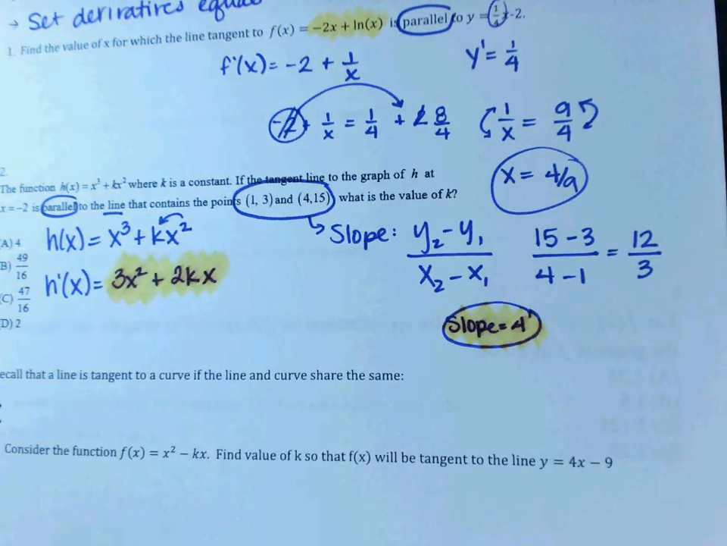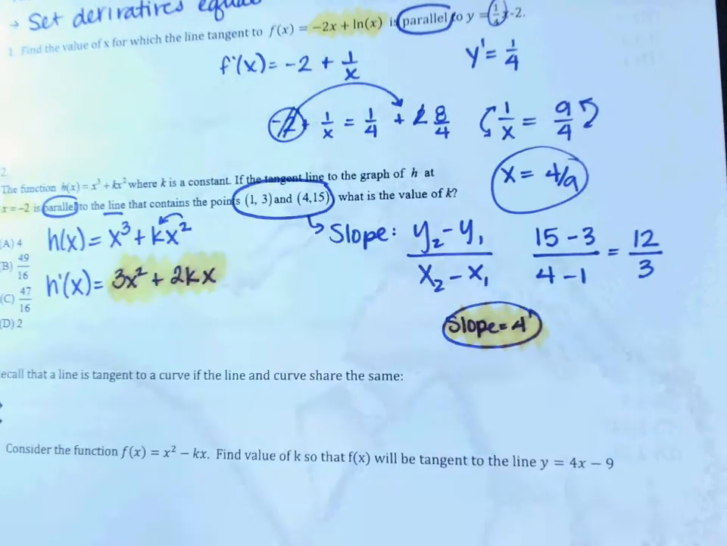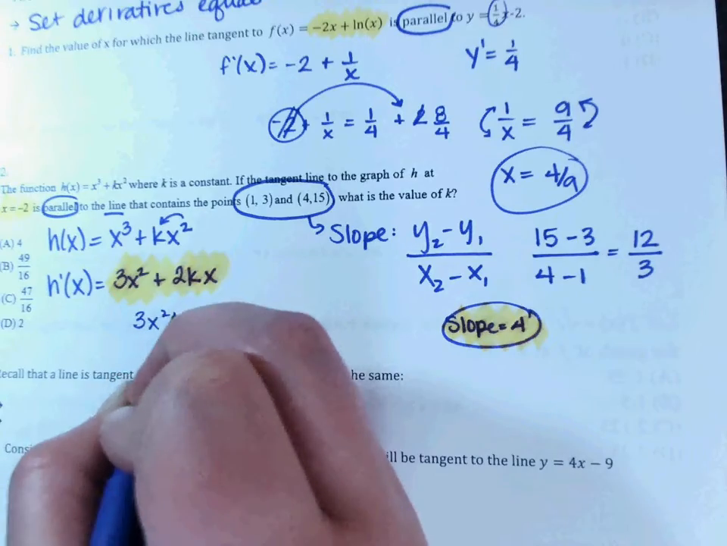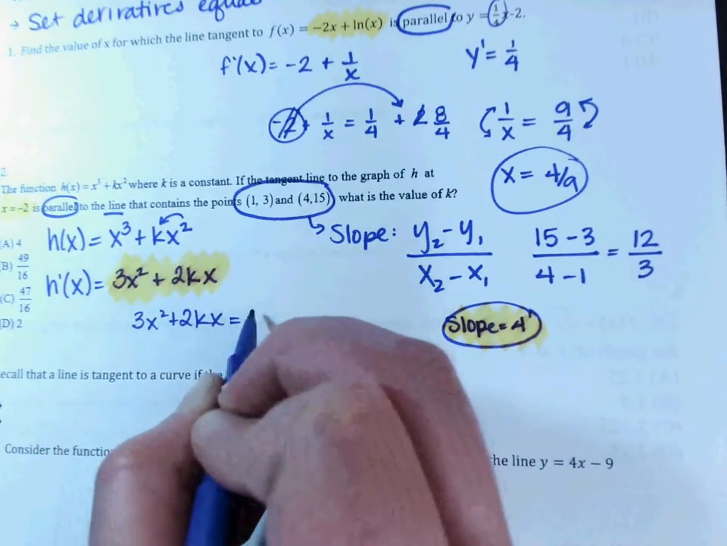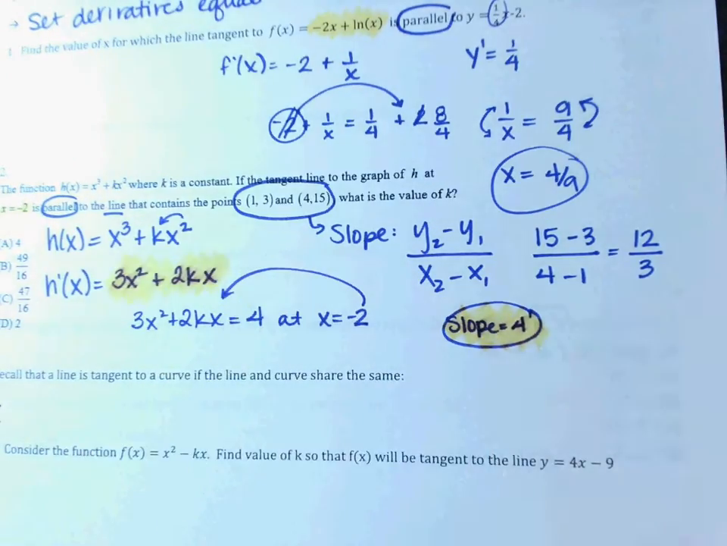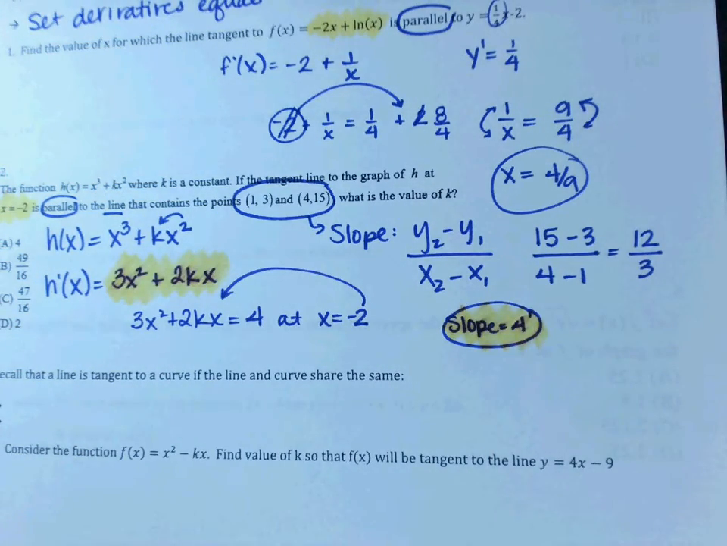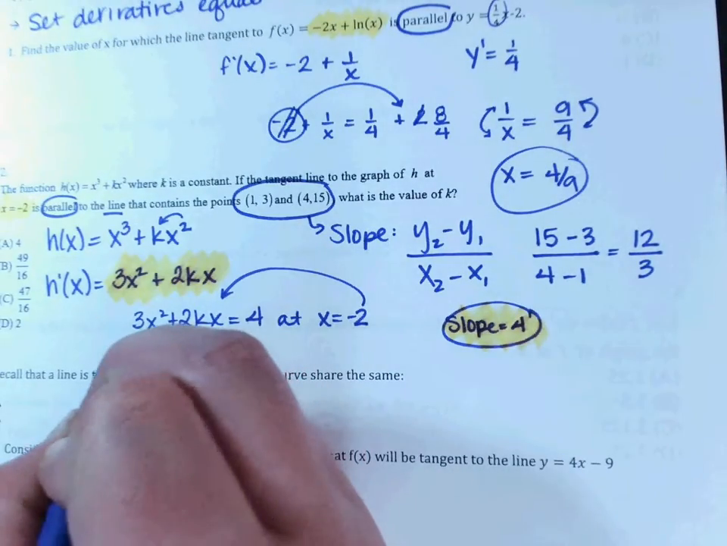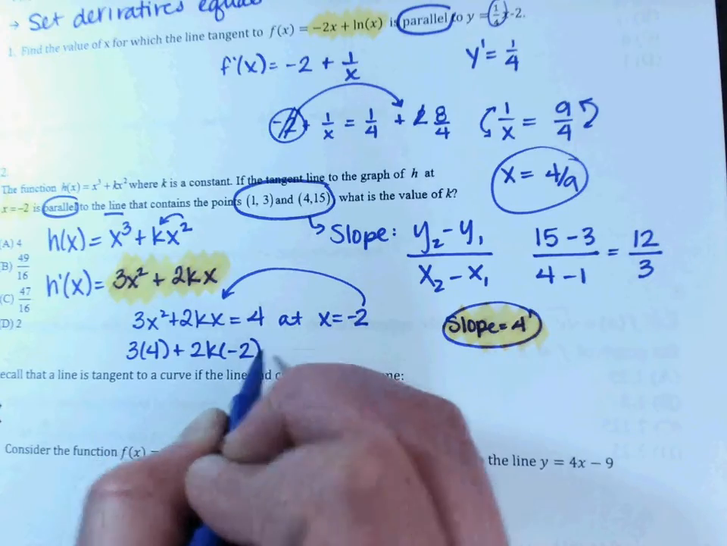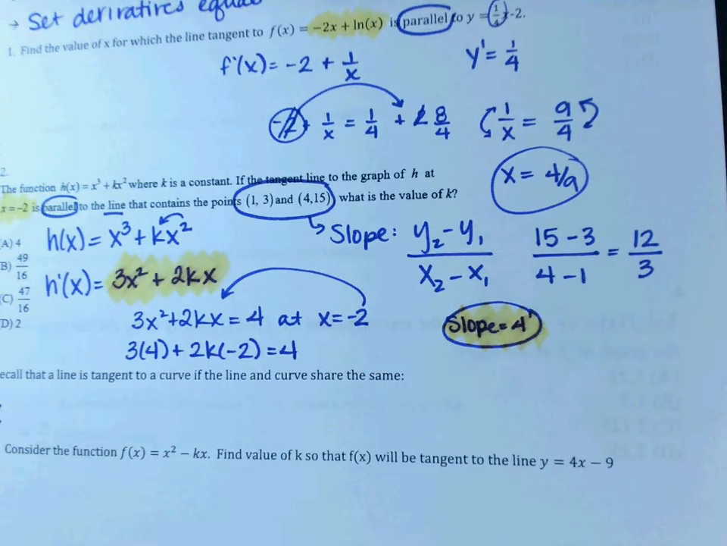Now, that has too many letters. What else did they give me to help me find k? Look back at the question. Where are they supposed to be tangent? At negative 2, right there. So you're going to let 3x squared plus 2kx equal 4 at x equals negative 2. And then we're going to plug that in. So 3 times negative 2 squared is 3 times 4, and 2k times negative 2. And then you would just keep solving from there.